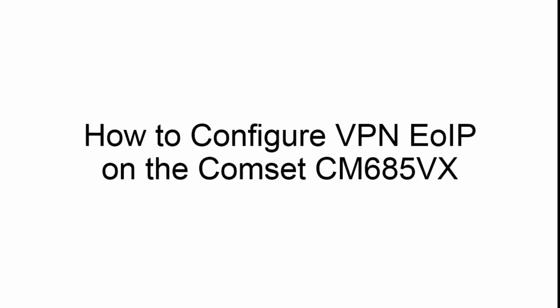In this video we'll be looking at how to configure VPN using Ethernet over IP or EoIP. This establishes an Ethernet tunnel between two routers or networks on top of the IP connection. So this could be used, for example, to bridge two LANs over the internet.